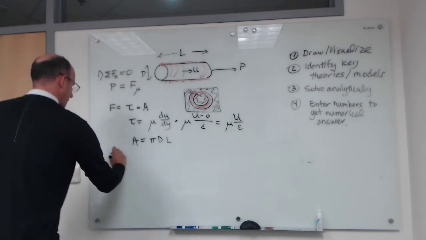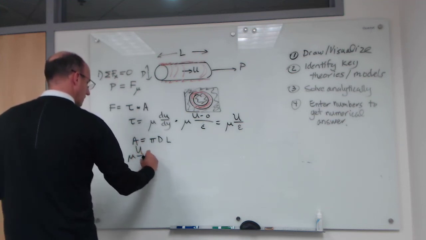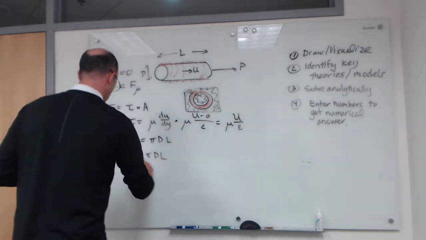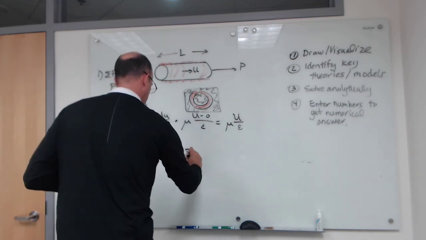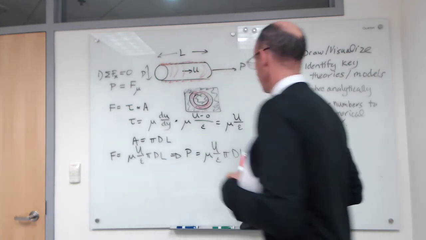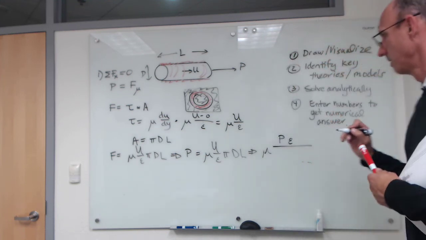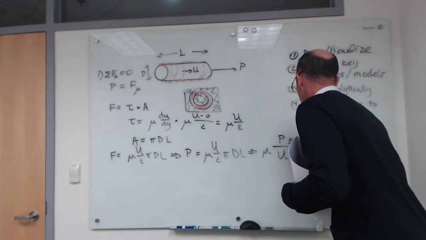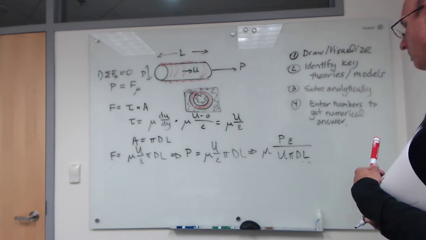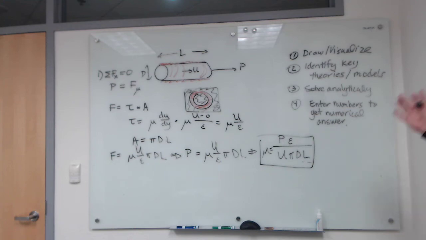So now I can write out an expression for the force. Force equals mu u over epsilon times pi dl, and that must equal P. So that means that P is equal to mu u over epsilon pi dl. And since we were asked to solve for the viscosity, that means the viscosity is going to be equal to P times epsilon divided by u times pi times d times L. Okay? So now I've solved for mu analytically, and then the last step is to enter in a number.